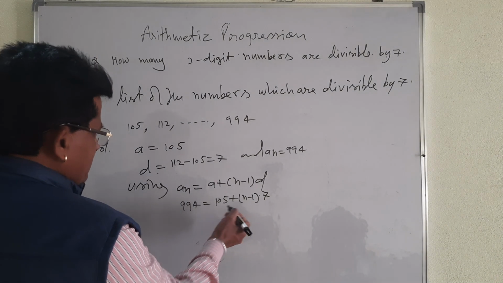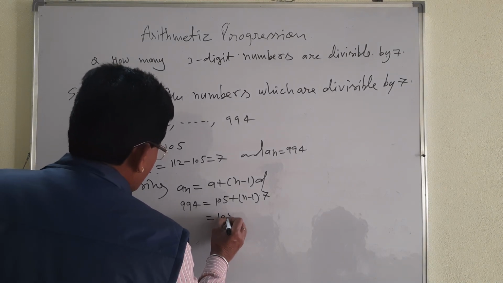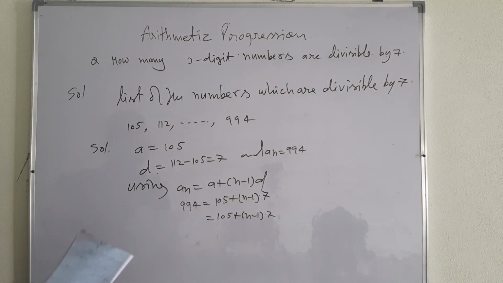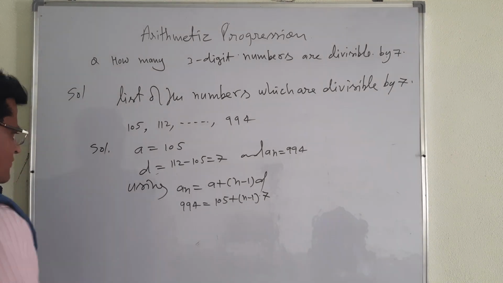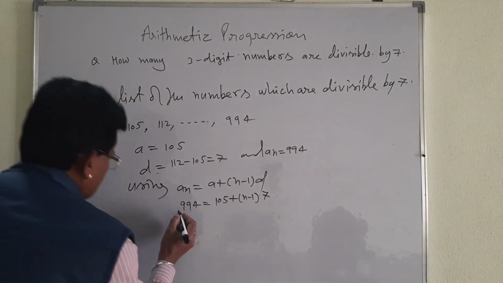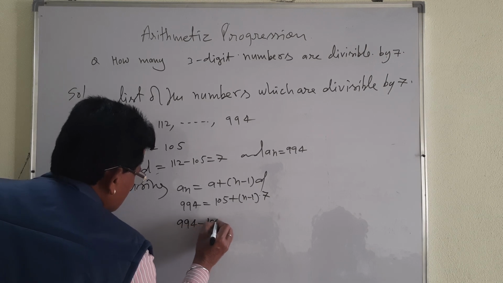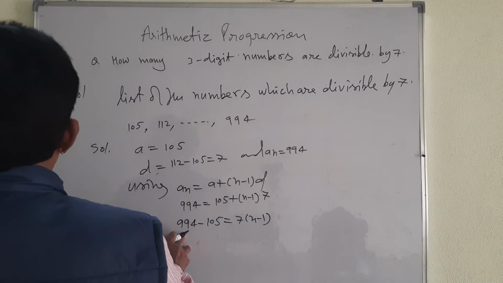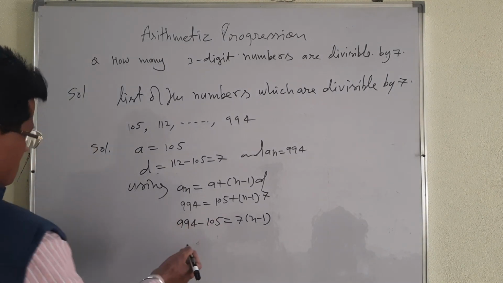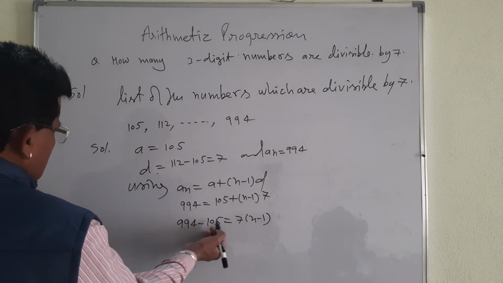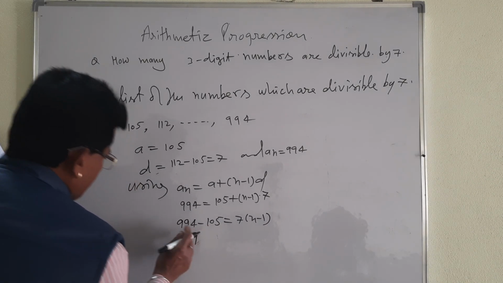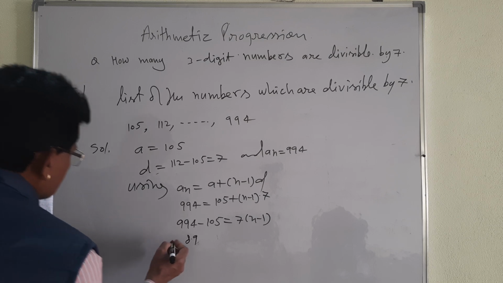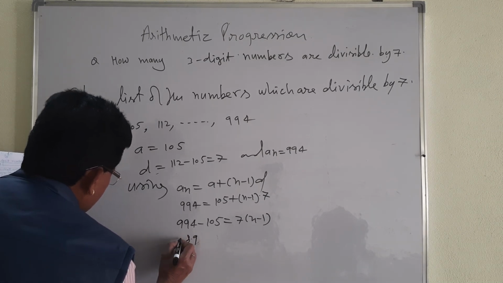994 equals 105 plus n minus 1 into 7. Because 105 you transpose from the right side to the left side: 994 minus 105 will be equal to 7 into n minus 1. 994 minus 105, you subtract it. 14 minus 5 is 9, then 9 minus 0, 9, and 9 minus 1 is 8. So it is 889.